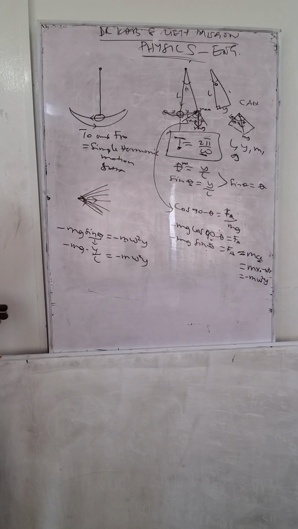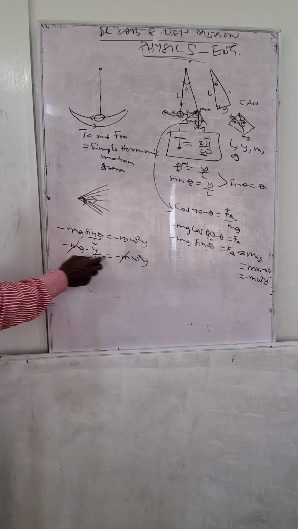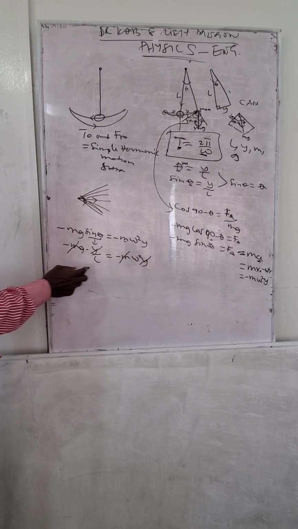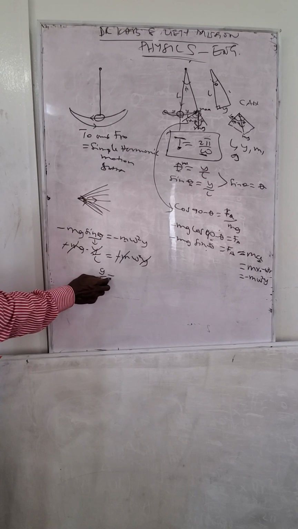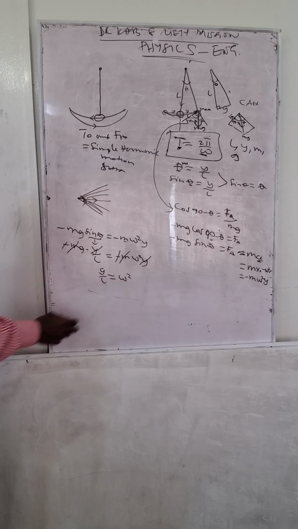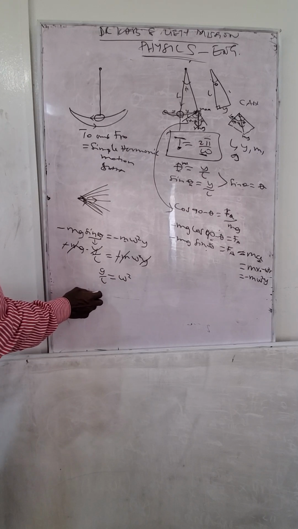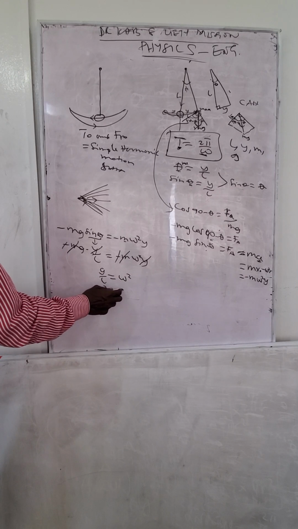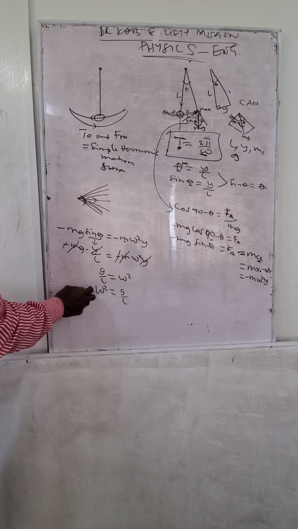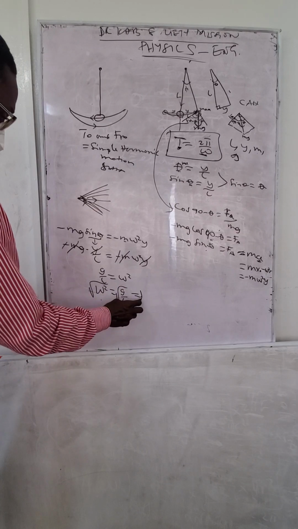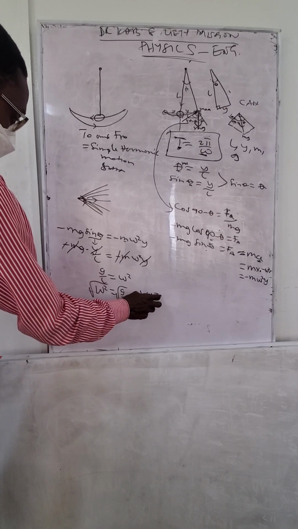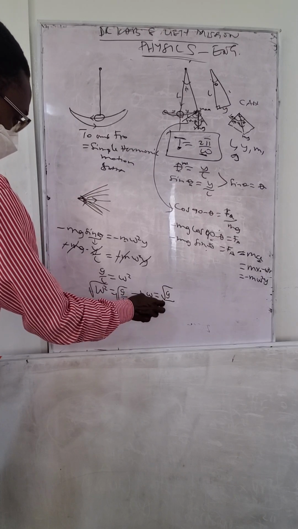Now let's simplify this equation. This m will cancel this m. This y will cancel this y. Negative will cancel negative. Then we're going to have g over L is equal to omega squared. Now this is the same as saying omega squared is equal to g over L. If you find the square root of this, and the square root of that, omega is equal to square root of g over square root of L.